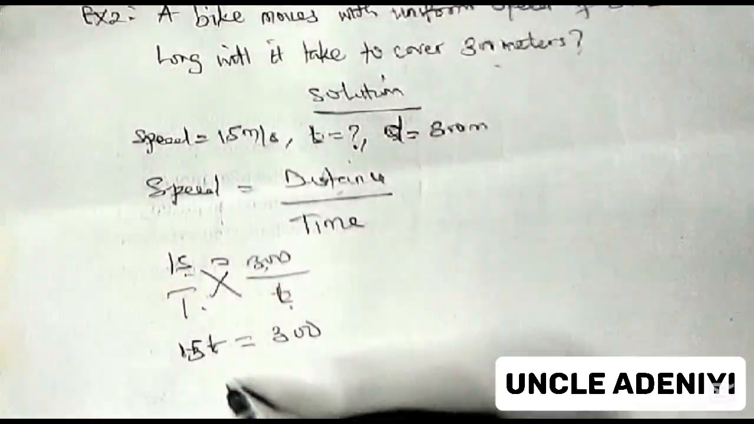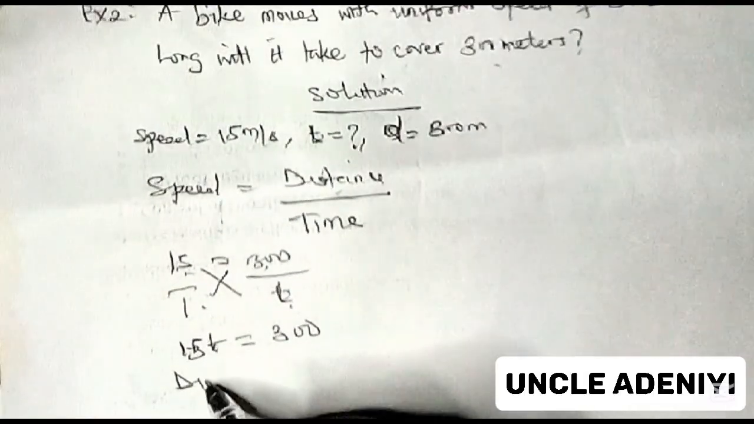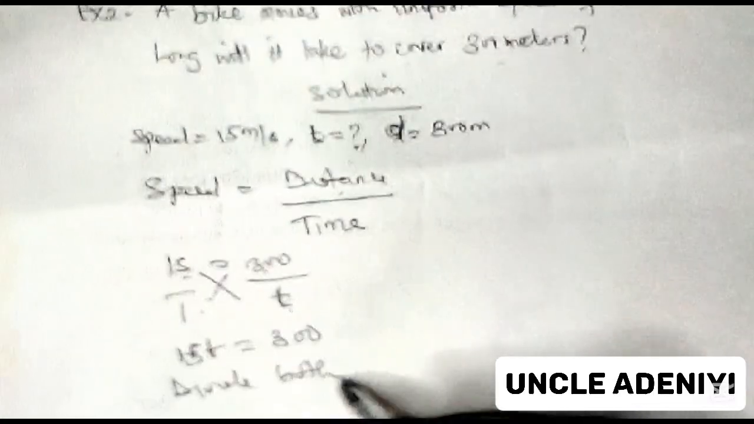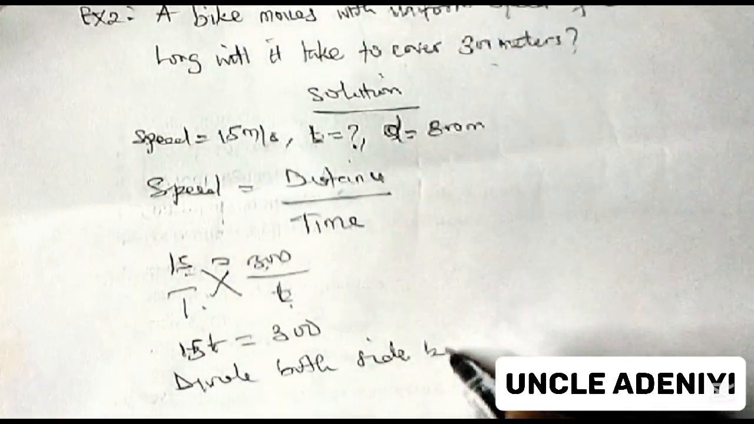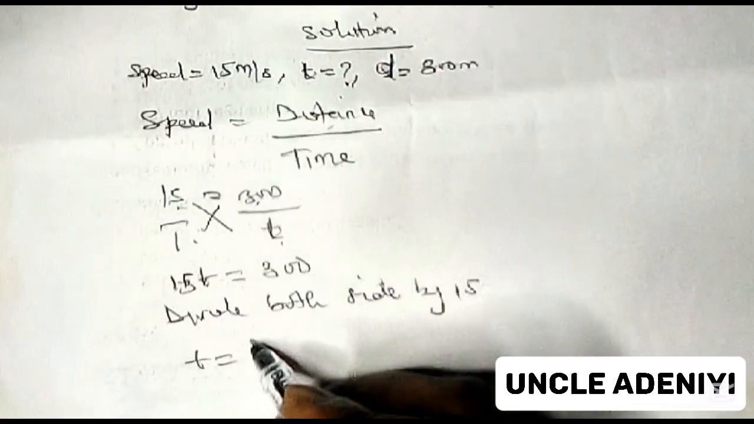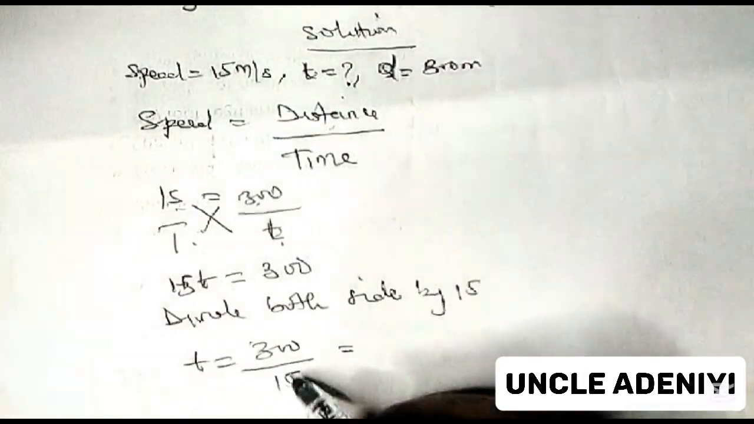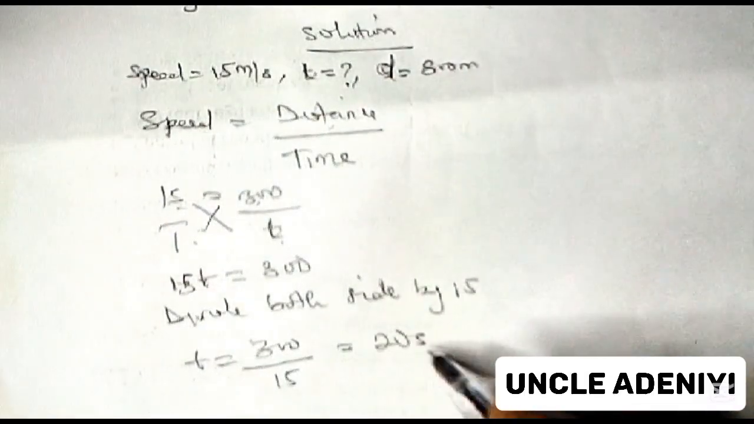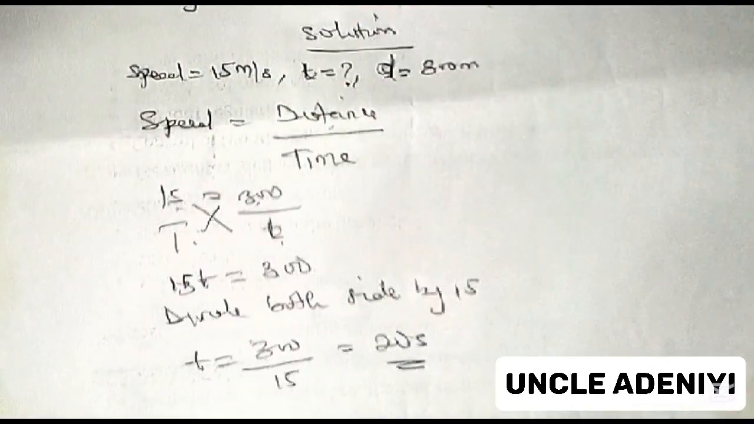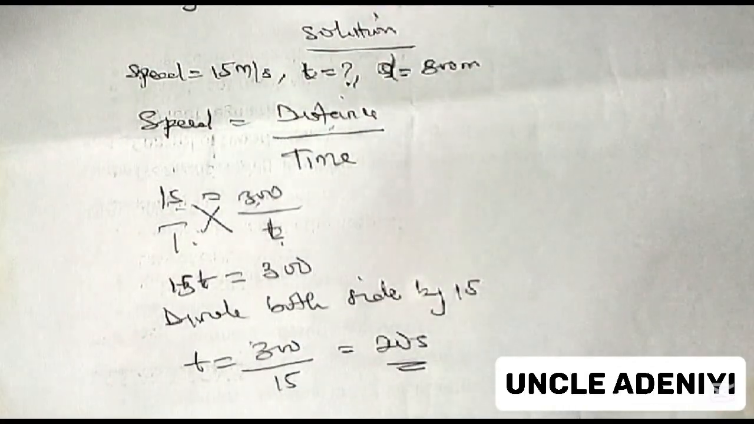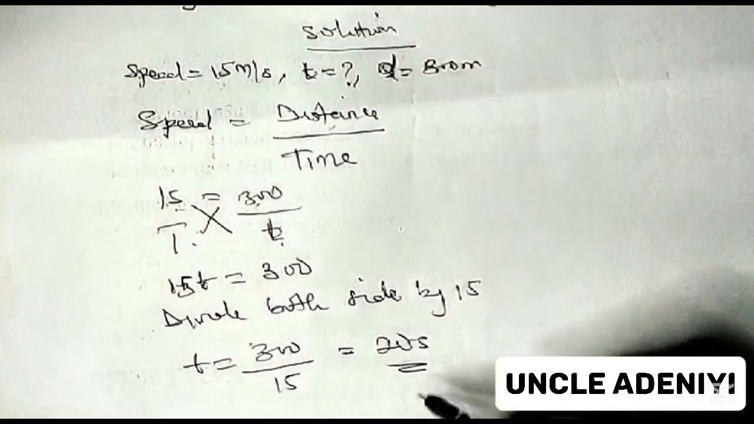Divide both sides by 15. So t will be 300 divided by 15, which will give you 20 seconds. So that's the time taken to cover 300 meters. How long will it take? That is time.